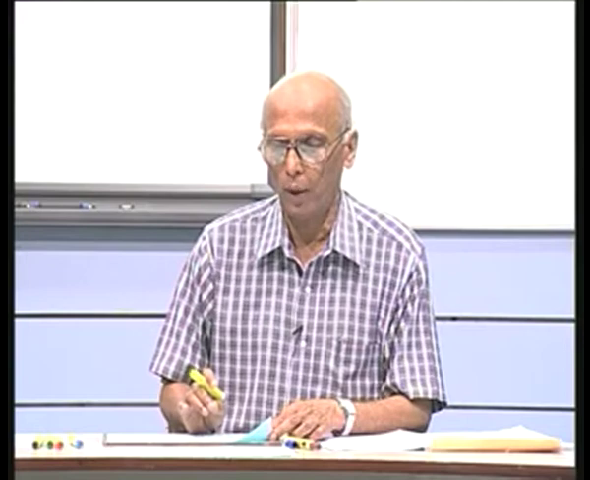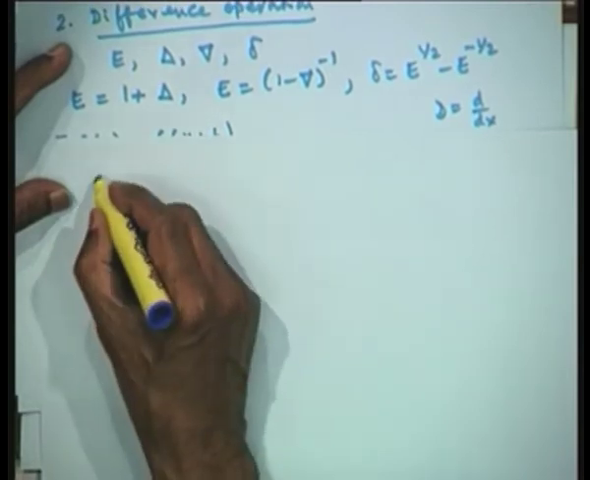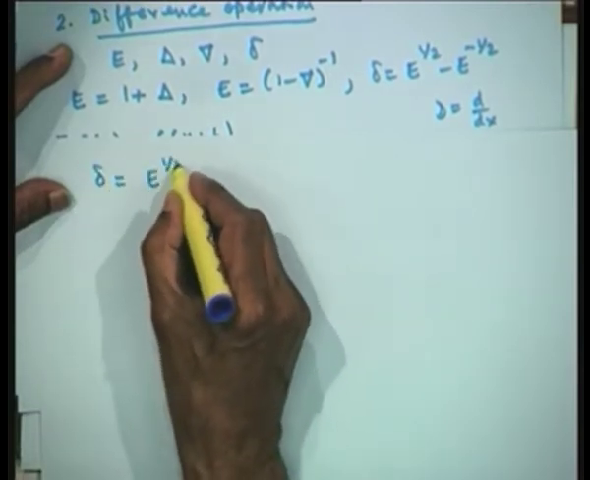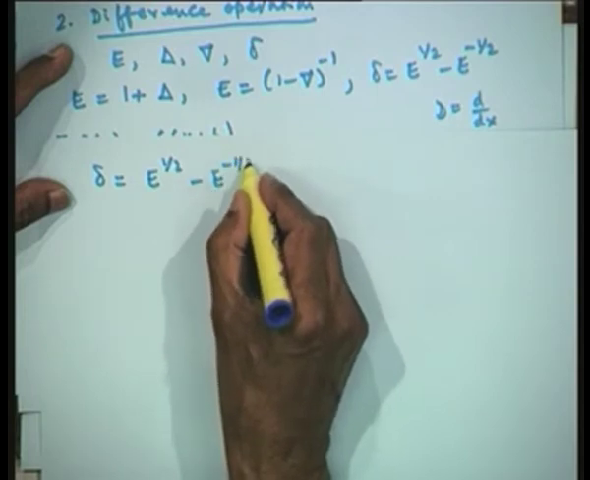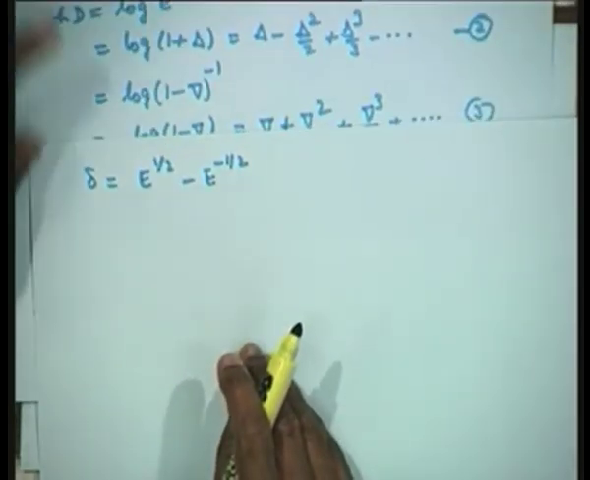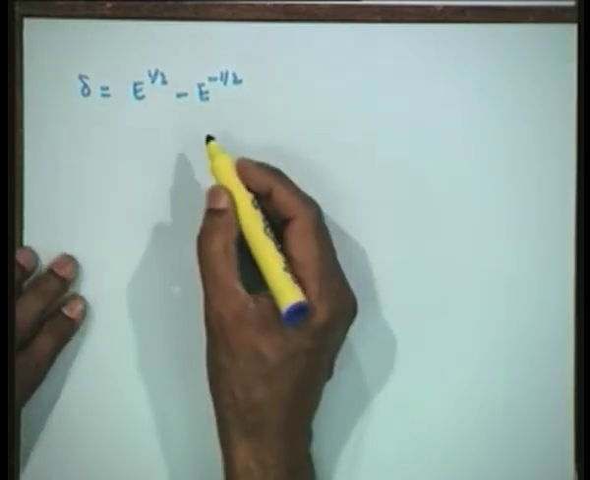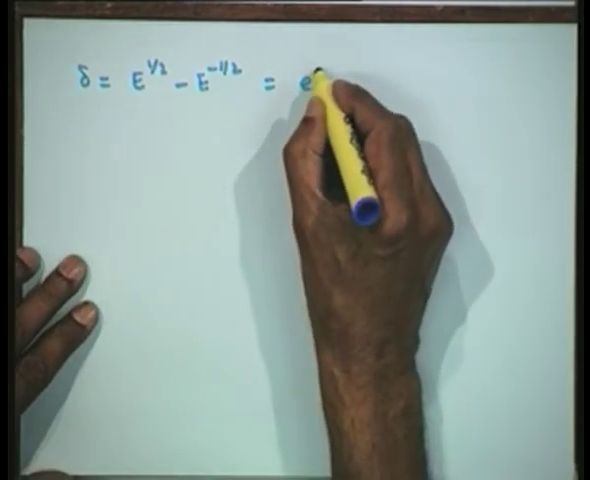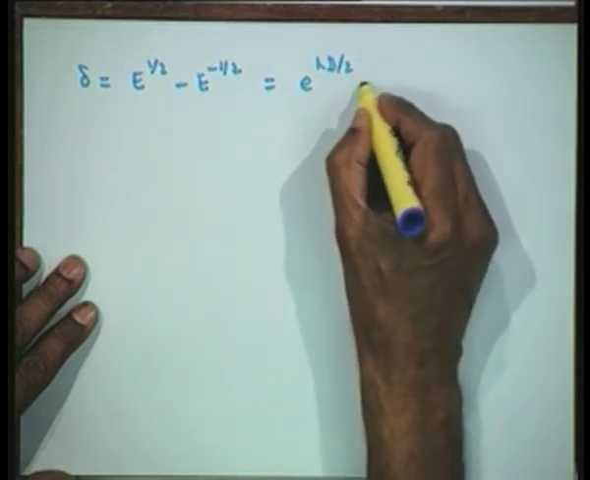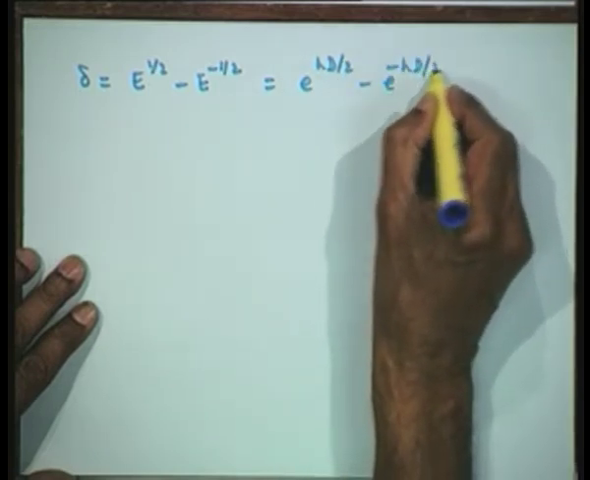But there was one formula earlier which we derived at the middle point, which we have shown as the symmetrically placed (f2 minus f0) by 2h. Now let us have a look at how that formula can be obtained, and for that I will use the central difference, the formula that we have written. We have delta is equal to E to the power of half minus E to the power of minus half, but E is equal to exponential of hD. So I will write down exponential of hD by 2 minus exponential of minus hD by 2.